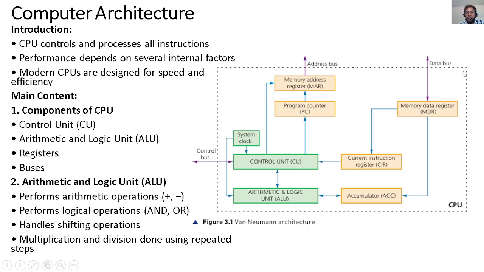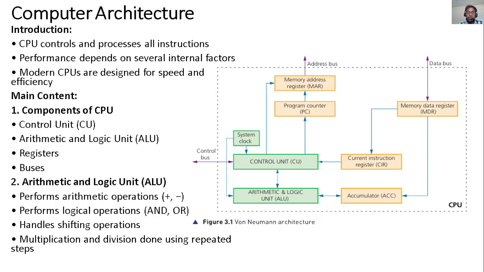Let's look at this diagram. This is a diagram of the CPU, and there are buses that connect all those components to the external components of the CPU. External components that are on the motherboard, like RAM. This diagram entirely belongs to the CPU, and there are buses connected to it.